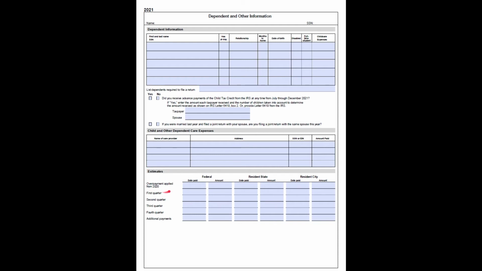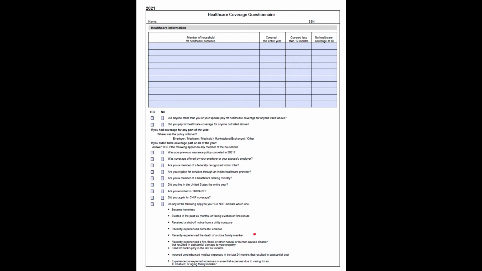The first area is for overpayments applied from 2020. So if you were entitled to a refund for the 2020 tax year, but instead you chose to have that amount credited to the 2021 tax year, you're going to insert that information just here in amounts, and then likewise for the various quarters of the year. You're going to do that if you made any federal estimated tax payments, state, or local.